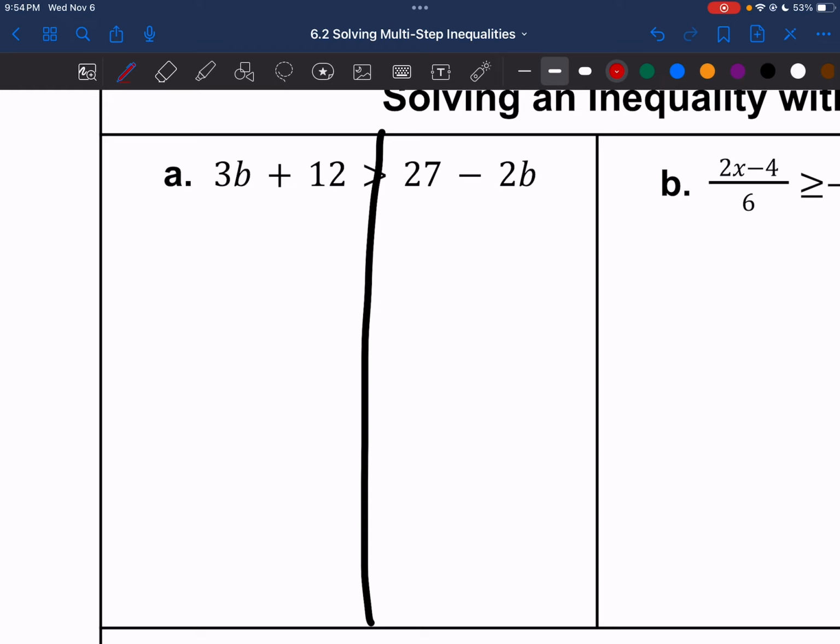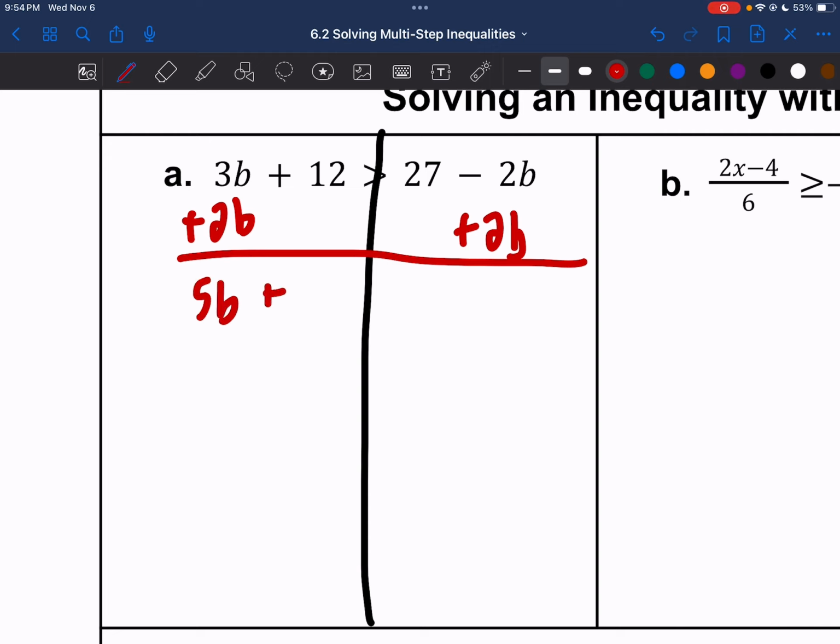Because if my variable is positive, that means we don't have to worry about moving signs around. So my first step here, we've got 3b on one side and a negative 2b on the other. So if we're going to do opposite operations, we could either subtract 3 or we could add 2. I'm going to add 2 to both sides because that's going to get me a positive variable. All right, so now we add 2b to both sides, we get 5b plus 12 is greater than 27.